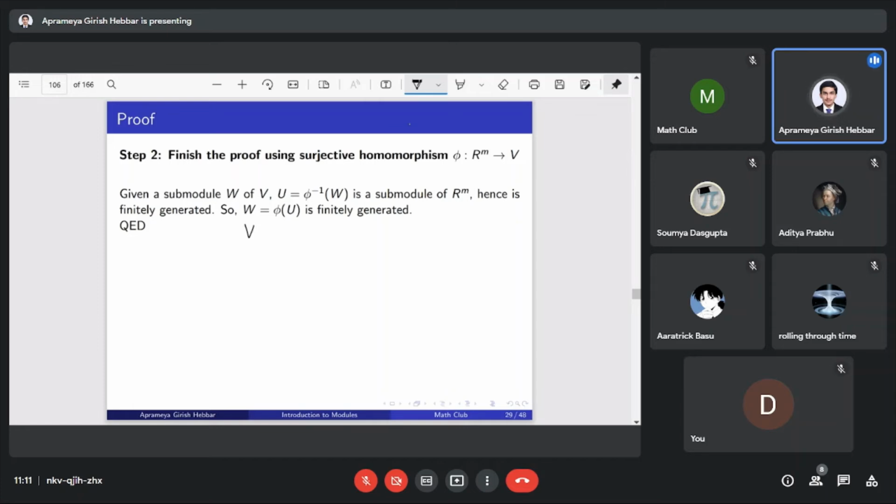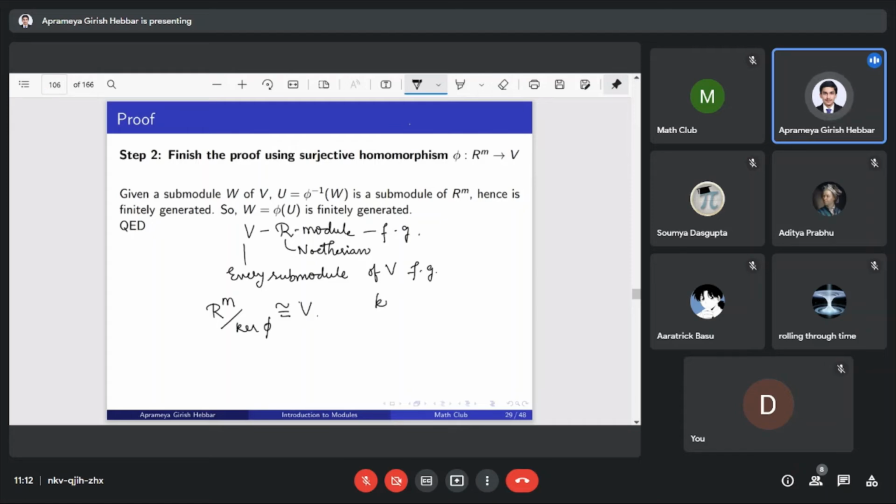We showed that if V is an R-module, and if R is a Noetherian ring, then every submodule of V is finitely generated. So in the last theorem, what we had said is that V should be a finitely generated R-module. If V is a finitely generated R-module, you can find a surjective homomorphism, and by the first isomorphism theorem, you can say that R^m over the kernel of phi is isomorphic to V.